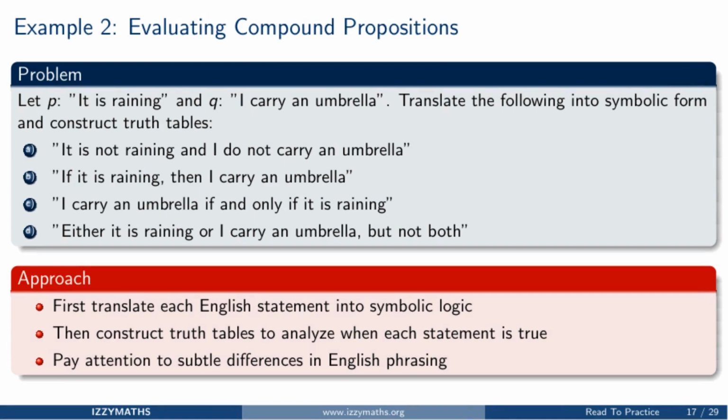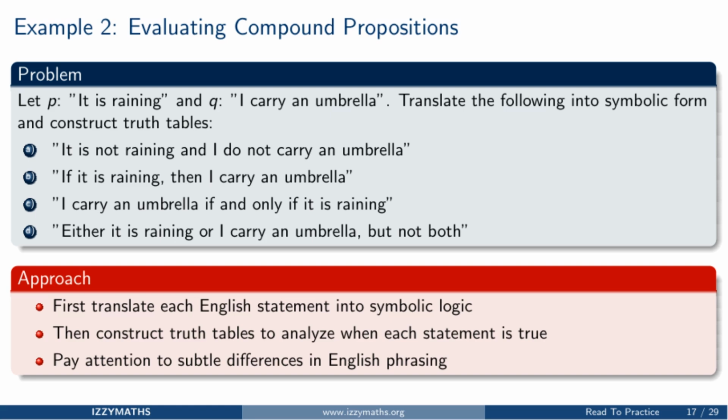Now let's work with compound propositions. Let P represent "it is raining" and Q represent "I carry an umbrella." We need to translate the following into symbolic form and construct truth tables. A. It is not raining and I do not carry an umbrella. B. If it is raining, then I carry an umbrella. C. I carry an umbrella if and only if it is raining. And D. Either it is raining or I carry an umbrella, but not both.